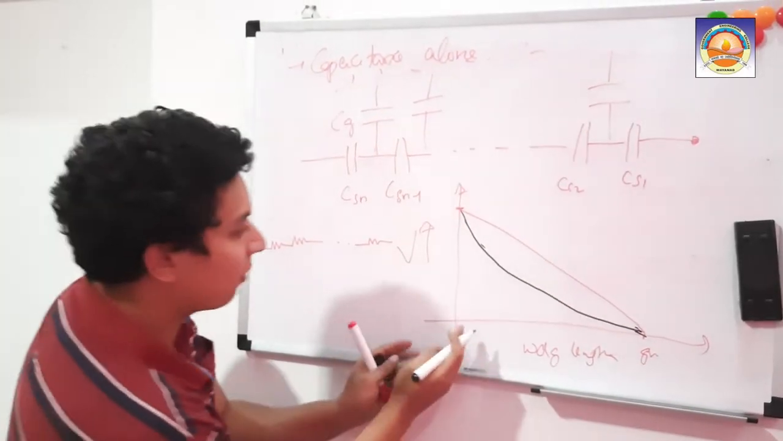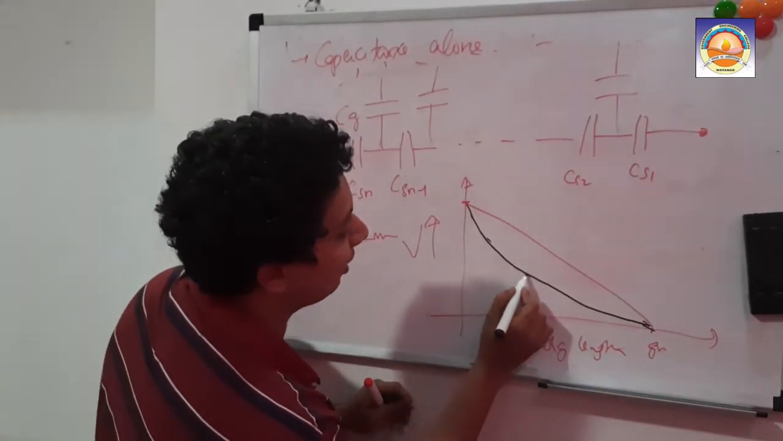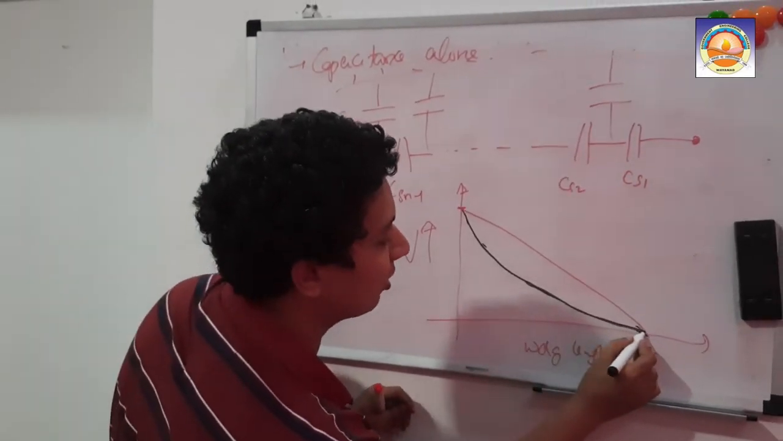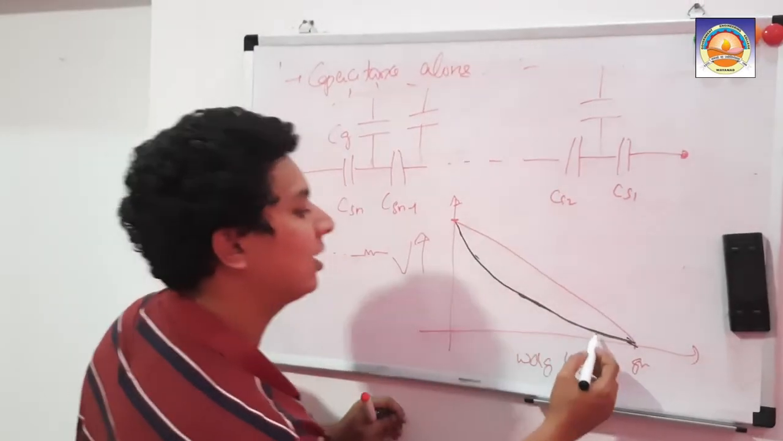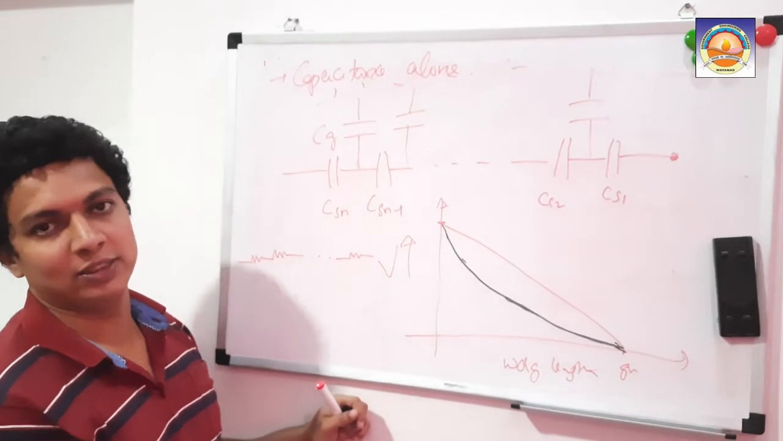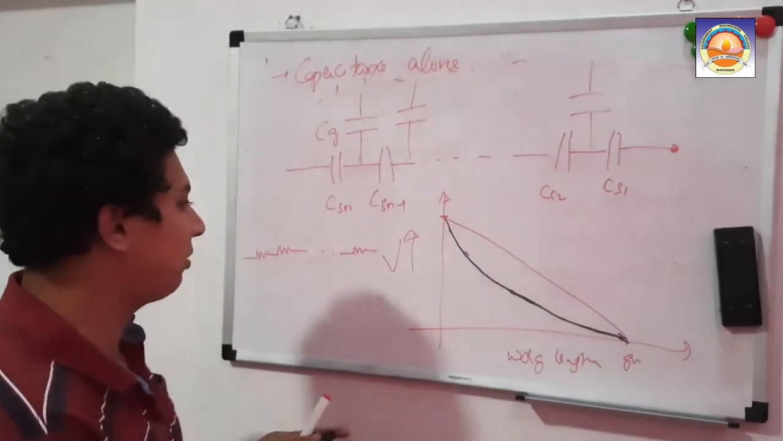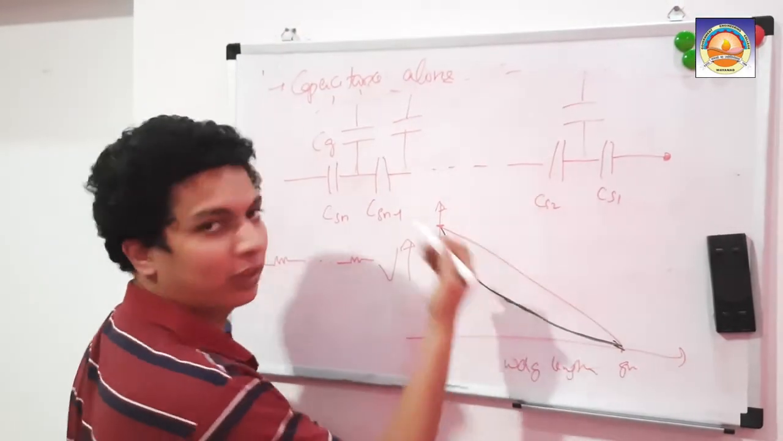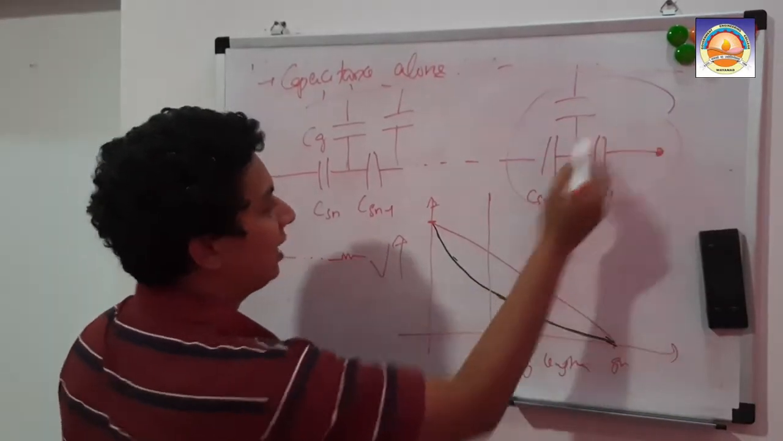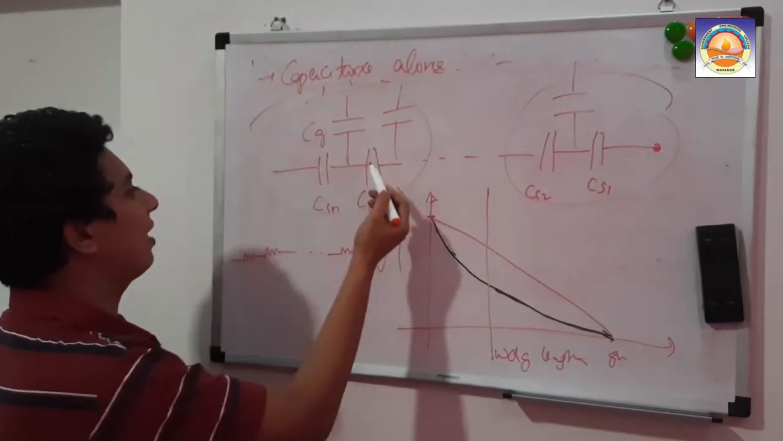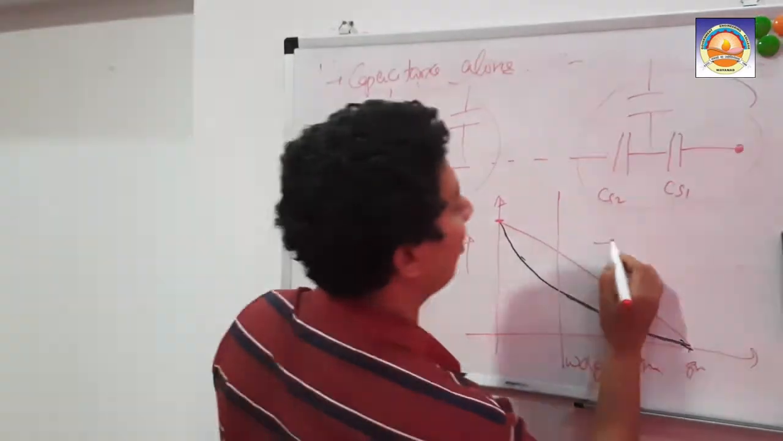Understood? From the first turn you have more potential drop, but when it comes to the nth turn, with respect to winding length, there is not much potential drop. Most of the potential drop, or most of the voltage stress, will happen on the live side, and lesser voltage stress will happen on the ground side. So that is what is meant by non-linear distribution.